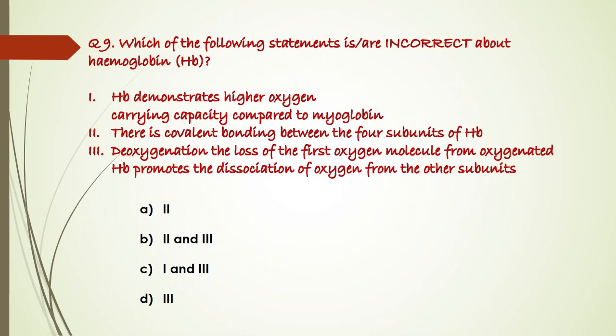The next statement is there is covalent bonding between the 4 subunits of hemoglobin. Whenever it is a case of protein folding, hemoglobin is basically a quaternary structure. Like we already know the primary, secondary, tertiary and quaternary structure. Quaternary structures are basically the association between different subunits. Is there any covalent bond involved in it? No. They are just associating via some kind of non-covalent interaction. So this statement which states that there is covalent bonding between the 4 subunits of hemoglobin is a wrong or incorrect statement.